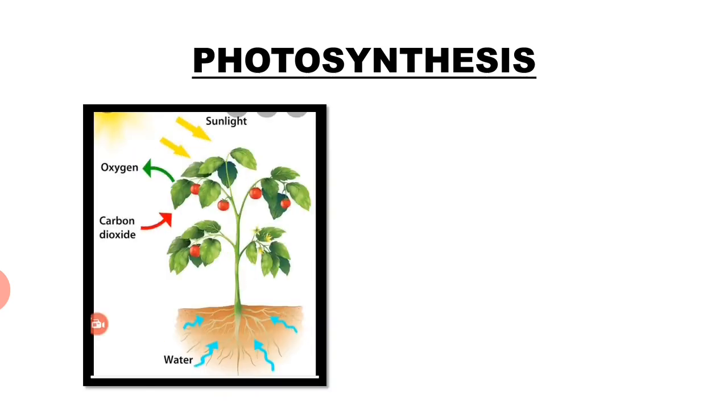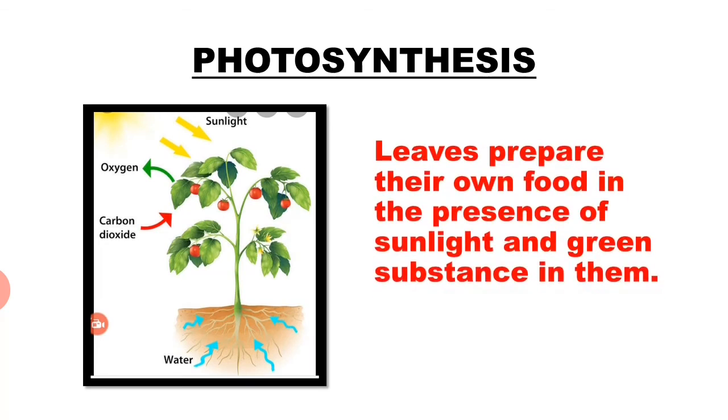Now we'll study the function of the leaf. The most important function of the leaf is to prepare its own food in the presence of sunlight and the green substance present in it. For this they use water and carbon dioxide from the air. This process is called photosynthesis. While preparing their own food, oxygen is given out in this process. The food prepared by the leaves ultimately gets stored in different parts of the plant.